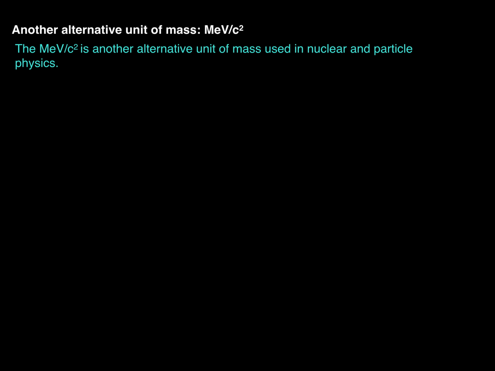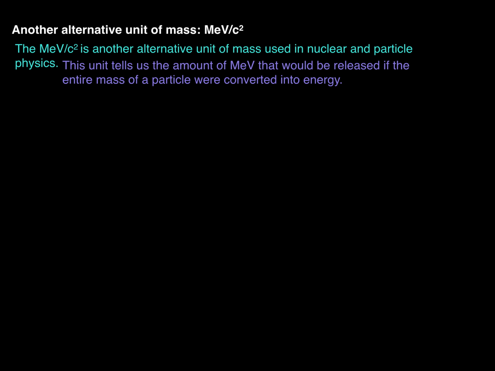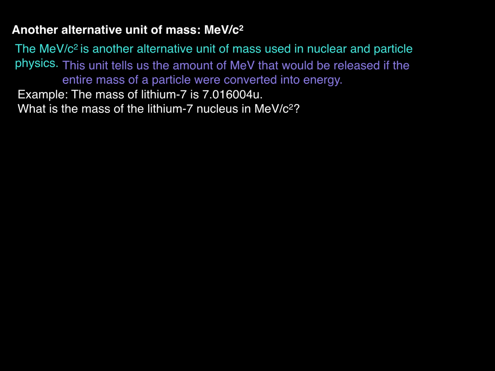So far you've learned a couple units for mass, which are the kilogram and the atomic mass unit. There's a third alternative unit of mass, the mega electron volt per c squared. The mega electron volt per c squared is another alternative unit of mass used in nuclear and particle physics. This unit tells us the amount of mega electron volts that would be released if the entire mass of the particle were converted into energy.